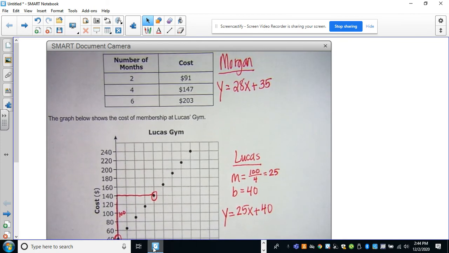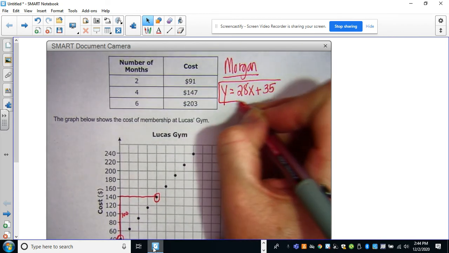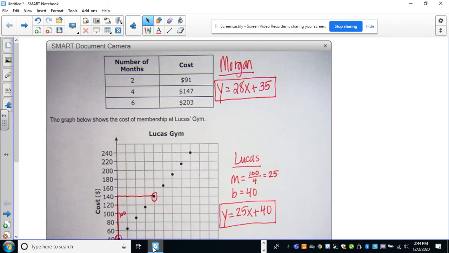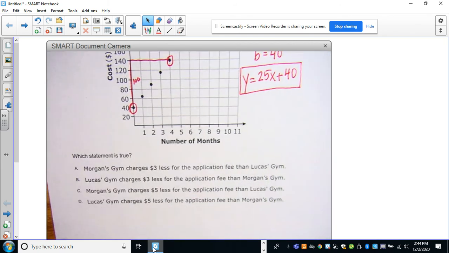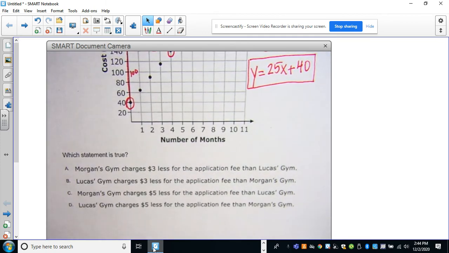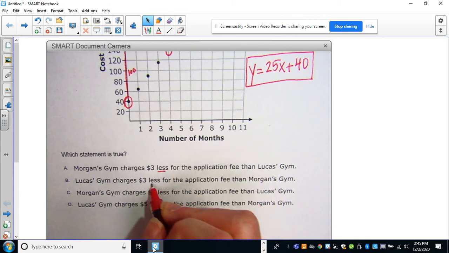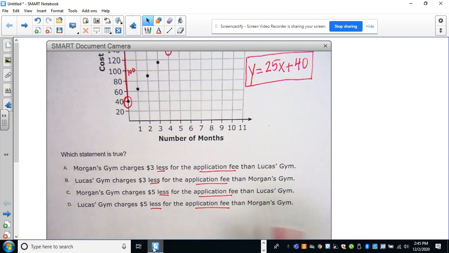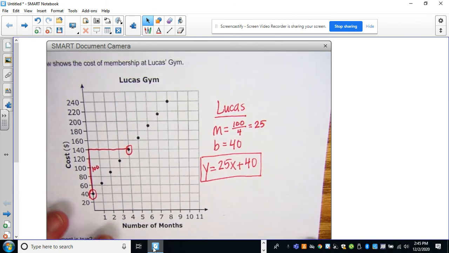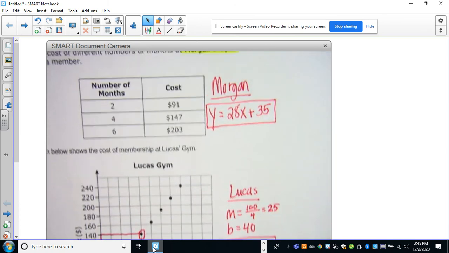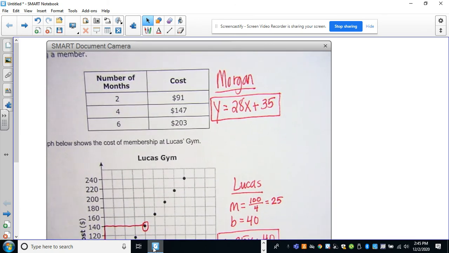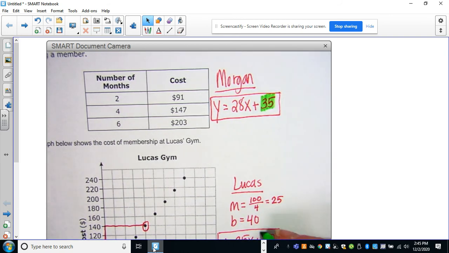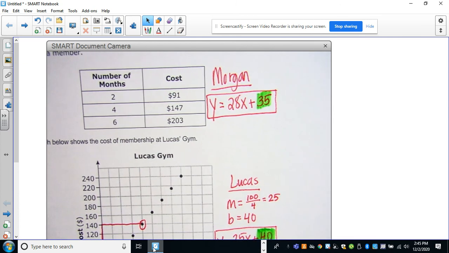So now we have our two equations. Here's Morgan's Gym, and here's Lucas' Gym. So if you look at our answer choices, we're looking at which one charges less for the application fee. The application fee is not how much you're paying per month, not $25 per month or $28 per month. The fee is out here. This one charges $35 for the application fee, and this one is $40.